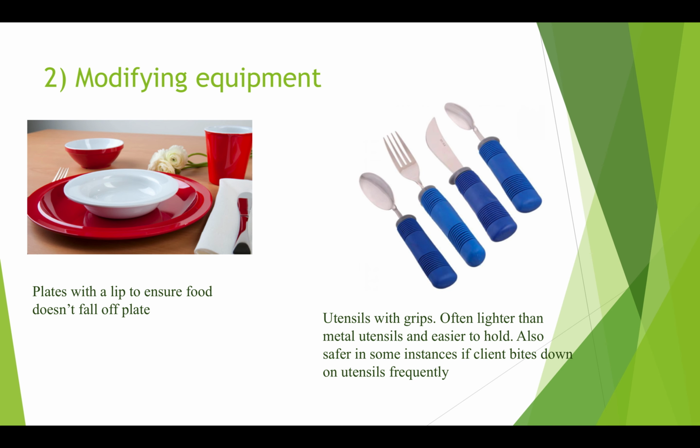These are some examples of modified equipment. Plates with a lip ensure food doesn't fall off the plate, and utensils with grips are often easier to hold and lighter than metal utensils, so they may be helpful for someone with poor fine and gross motor coordination. They can also be safer if the individual frequently bites down on their utensils during mealtimes.